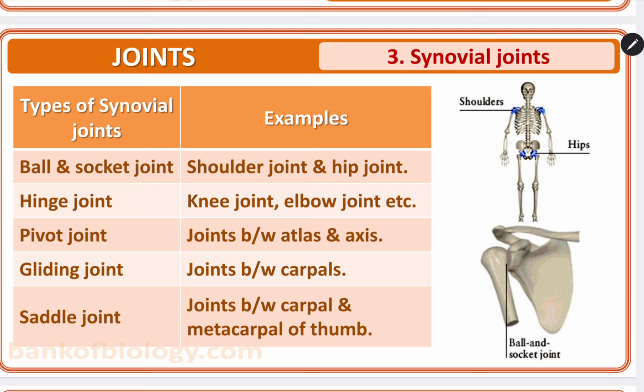Now, types of synovial joints and examples. First of all, ball and socket joint. Ball and socket joint, found in shoulder and hip joints. Hinge joint found in the knee joint, elbow joints. Pivot joint between atlas and axis. Gliding joint between carpals. Saddle joint between carpals and metacarpals of the thumb.